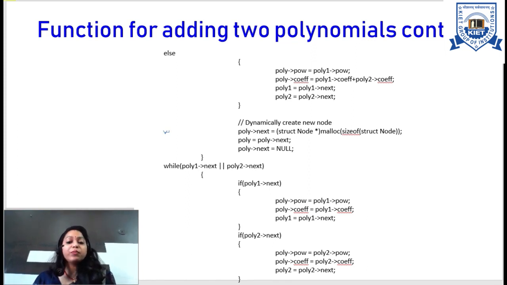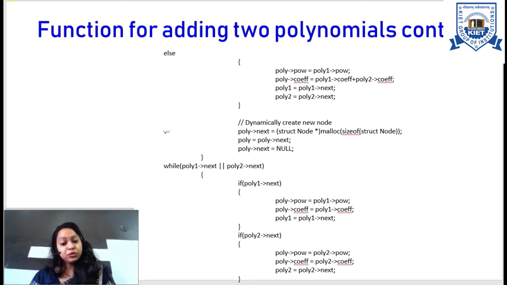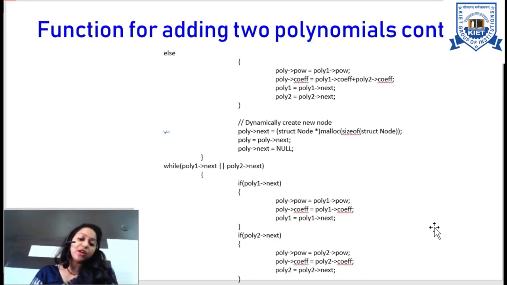Now we are out of this loop, which means we have completed one of the polynomial equations. So we will check whichever polynomial equation is not empty, which means it has remaining terms. We will copy the remaining terms of that particular equation to the resultant polynomial. We have checked whether the first linked list exists, or the second exists. Whichever exists, we have compared. We have copied the remaining terms of that particular polynomial equation into the resultant polynomial equation.